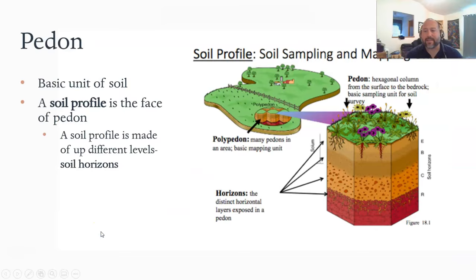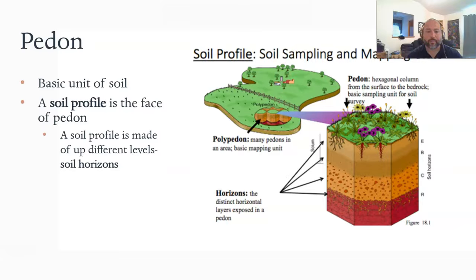And so if we take that down to a basic level, if we look at any place where we're looking at soil, our basic soil unit is going to be a pedon, which is this hexagonal column all the way from the top, which is the surface, all the way down to the bedrock. And if you have a bunch of pedons together, that would be a polypedon, where you've got many pedons in an area.